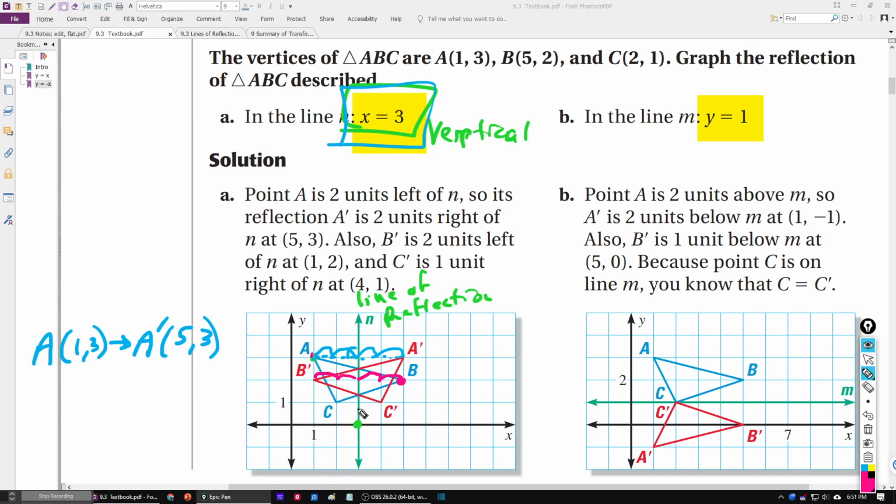And then the C is kind of doing the opposite of that. It's starting on the left-hand side, and it's 1 block to the line of reflection, and it goes 1 block beyond the line of reflection.